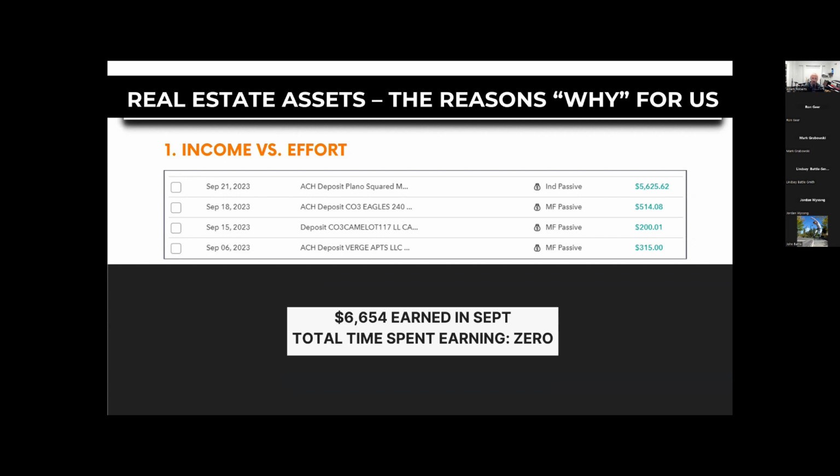This is September. Last presentation, I showed August income on passive investments. This is my September passive investment income. That one Plano Squared deal that was $5,600 pays out quarterly, so that wasn't necessarily a monthly payout. It pays 4 times a year. That's why it's a little bit higher. But again, it's $6,000 earned in September. And the most work I did here was just wire the money over, right? Besides getting to know the sponsor team and knowing who they are, there has really been no effort involved here.